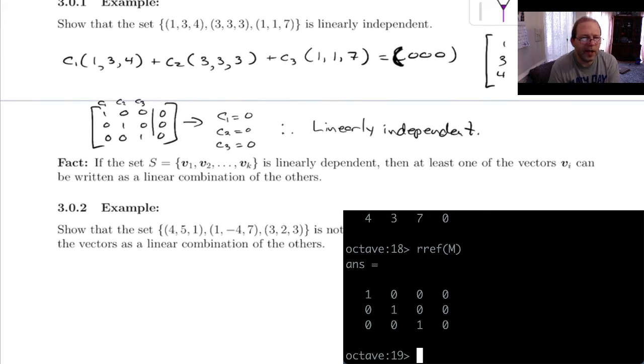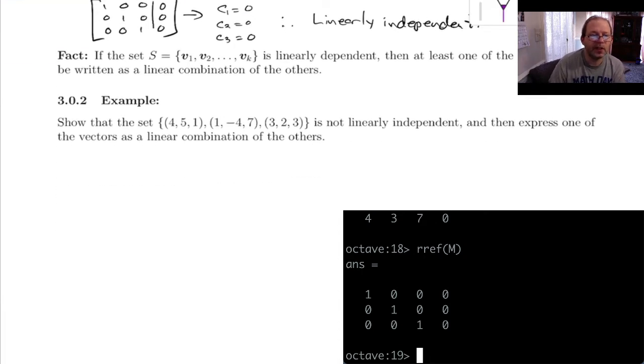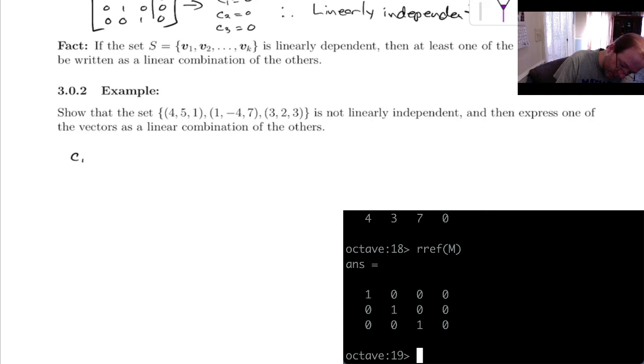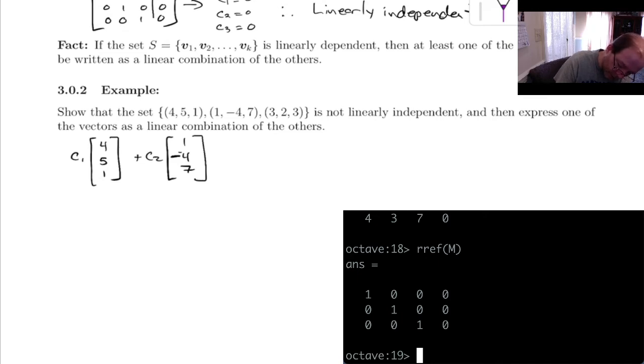All right. Let's see this fact here. It says if the set is linearly dependent, then at least one of the vectors can be written as a linear combination of the others. So let's look at this next example. Show that this set is not linearly independent. Then express one of the vectors as a linear combination of the others. All right, so again, what I'll do is I'll say C1 times 4, 5, 1. I'm just going to go ahead and convert this into a column. Plus C2 times 1, negative 4, 7. Plus, or no, not plus, equals 3, 2, 3.